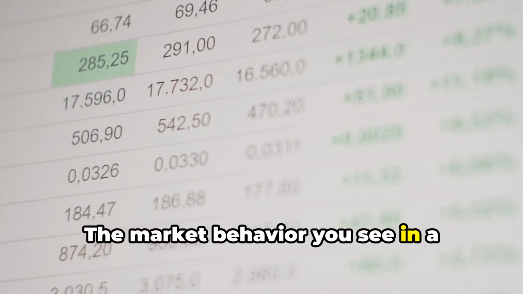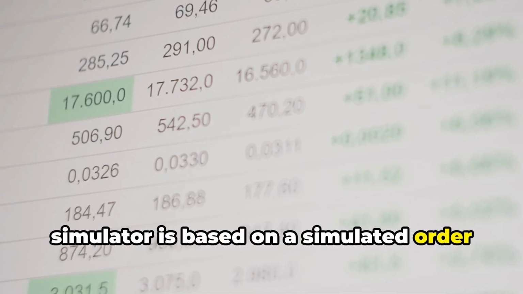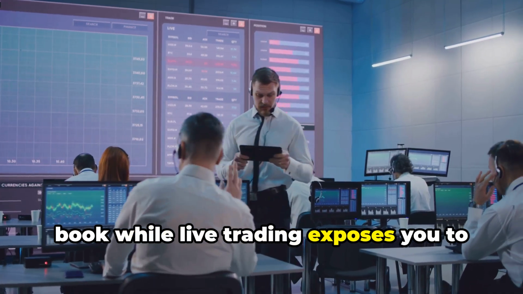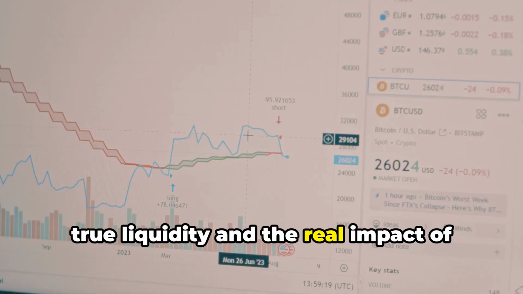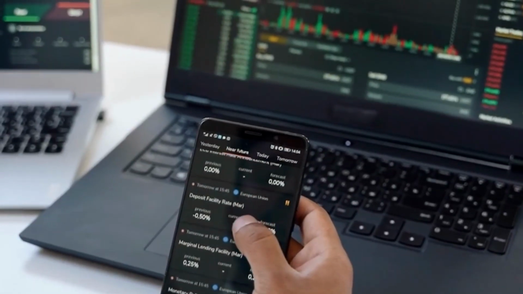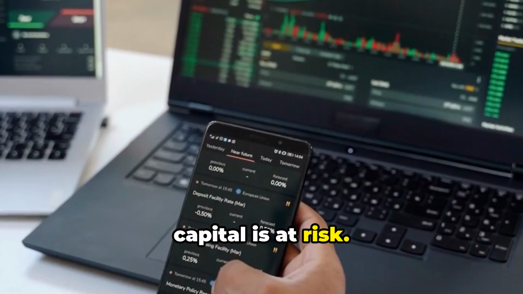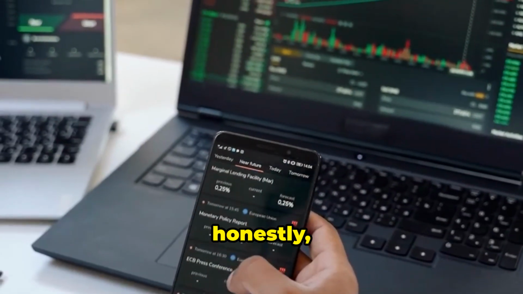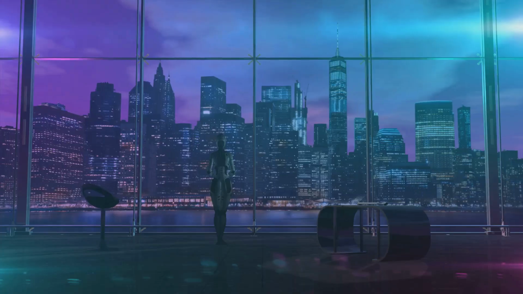The market behavior you see in a simulator is based on a simulated order book, while live trading exposes you to true liquidity and the real impact of volume in the market. So capital is at risk. We're talking about real money here, and honestly, real consequences.